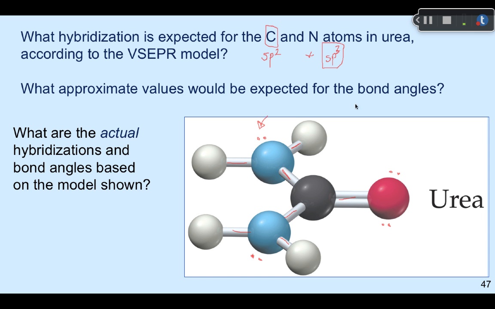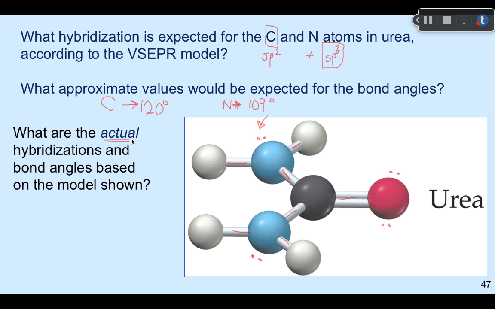Now, what would the approximate values be for expected bond angles? For the carbon, if it's sp2 and it's got 3 charge clouds around it, it better be close to 120 degree angles. And the nitrogen with sp3, we should expect the tetrahedral bond angle, and that's going to be essentially 109. It could be a little distorted because of lone pairs, but we won't stress over the fine-tuning of that actual value. And yet, in this diagram, we don't quite see angles like that exactly for the nitrogen.